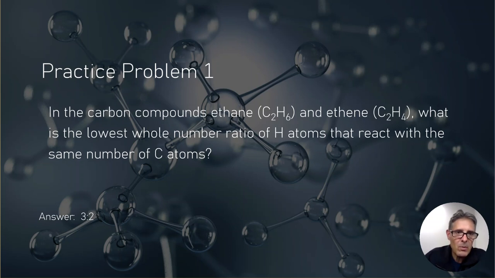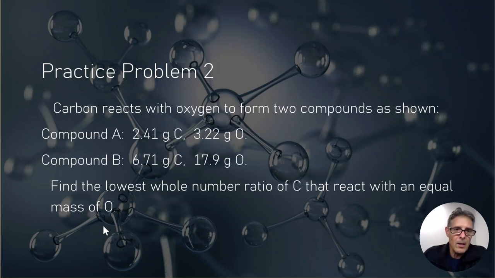All right, let's do another practice problem. Here I have carbon reacting with oxygen to form two compounds as shown. Compound A has 2.41 grams of carbon and 3.22 grams of oxygen when we analyze it. Compound B has 6.7 grams of carbon and 17.9 grams of oxygen when we analyze it. There's a variety of ways that you can solve this problem. But the first thing we want to do is figure out what we are trying to solve for. We want to know what the lowest whole number ratio of carbon is to oxygen.